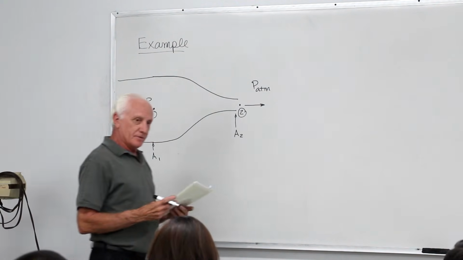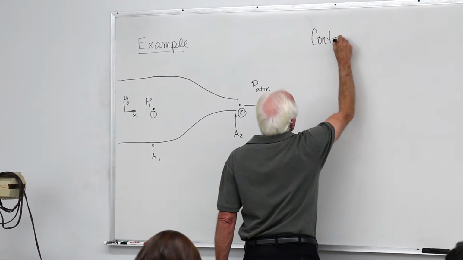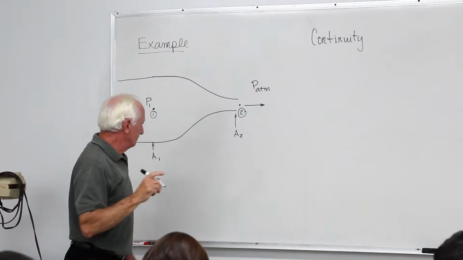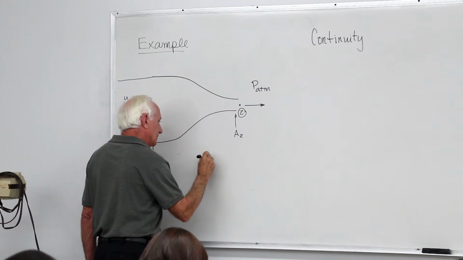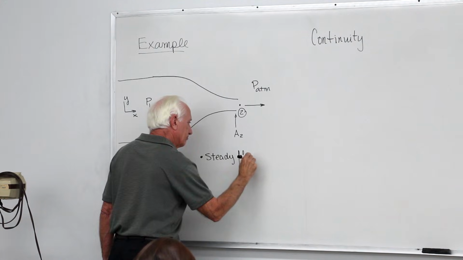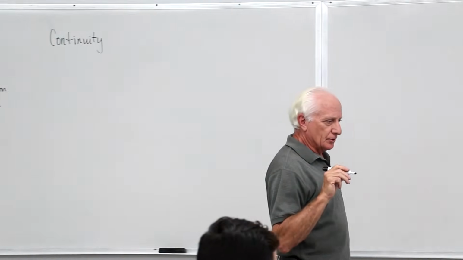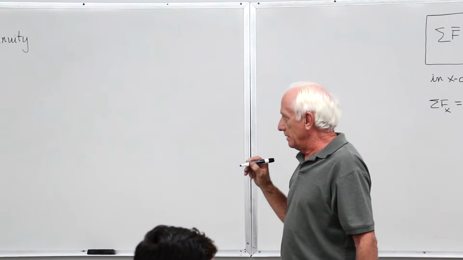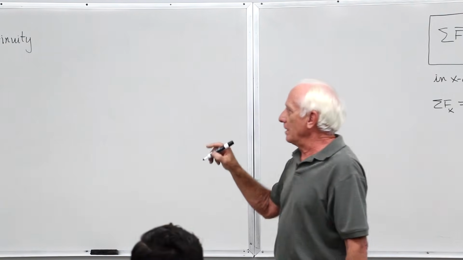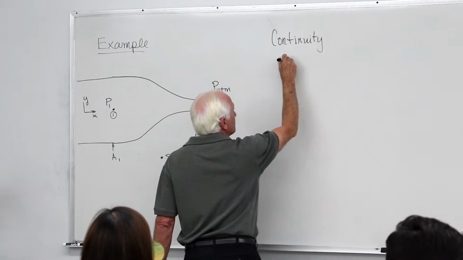Let's take first of all continuity. Now, we're going to make some assumptions. First assumption, steady flow. Nothing's varying with time. So steady flow means the concentration of mass, the mass flow rate that comes in at 1 must go out at 2. There's no storage because nothing changes with time.